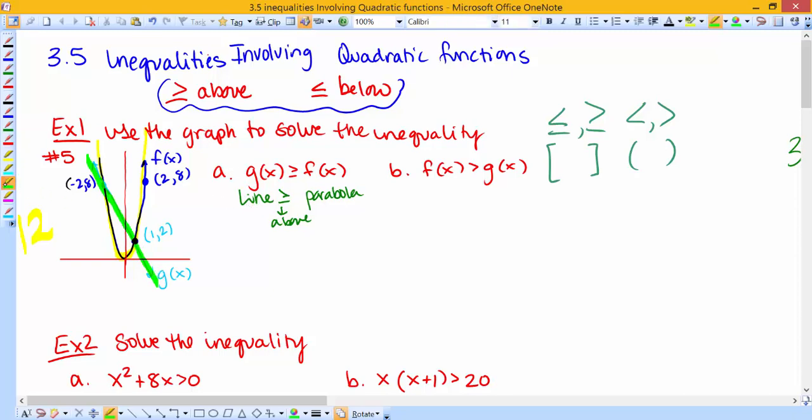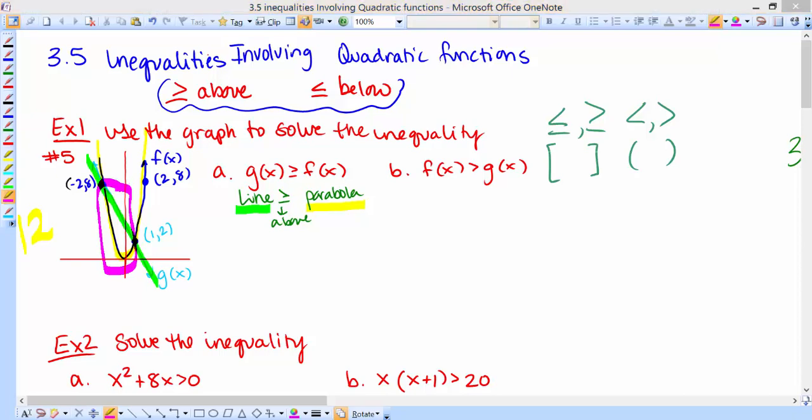So I'll color code this for you. So the line is green, the parabola is yellow. We want where the green is above the yellow. And if I look here, yellow above green, green above yellow, yellow above green. So this is the piece right here that works for A. That is where green is above yellow.